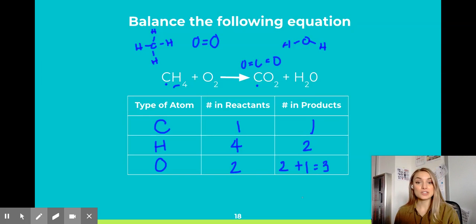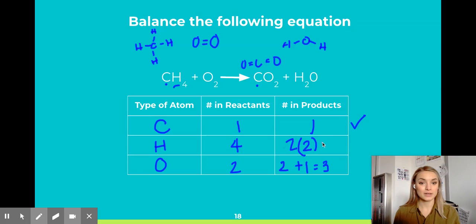So now we can start figuring out where to add coefficients to balance the equation. I'm going to look at my carbons, and I've got the same number of carbons on both sides of the equation, so I don't need to worry about that. Take a look at hydrogens. I've got 4 hydrogens in my reactants, but I only have 2 in my products. So this is a great place to start manipulating and adding a coefficient. What mathematically can I do to 2 to get it to 4? Well, hopefully you're saying, obviously, Ms. Milberg, you just multiply that by 2.